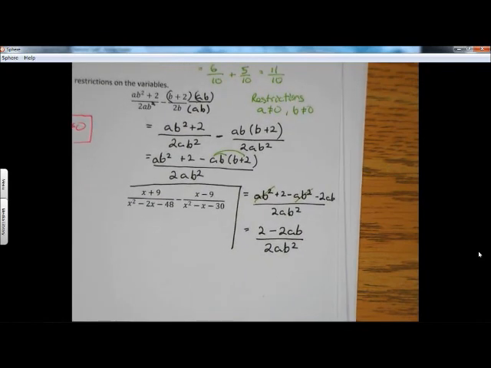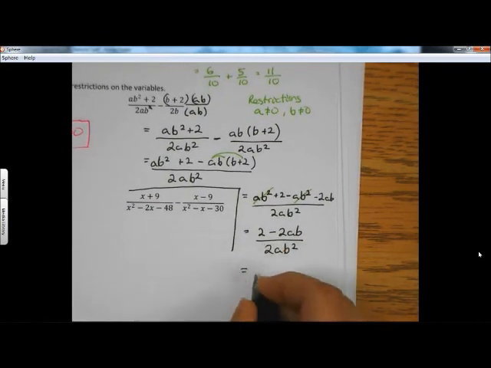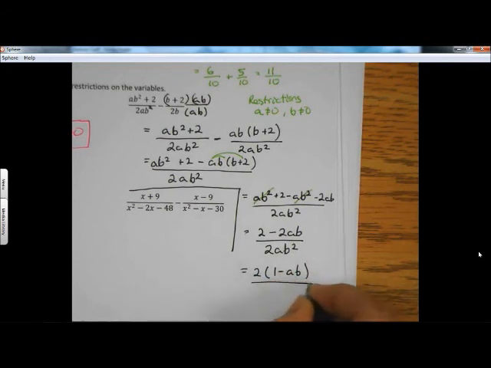Can I factor anything? I can. I can factor at the top. 2 times 1 minus ab over 2ab squared. 2 and 2 cancel. Finally, my final answer, 1 minus ab over ab squared. A cannot equal 0, B cannot equal 0.